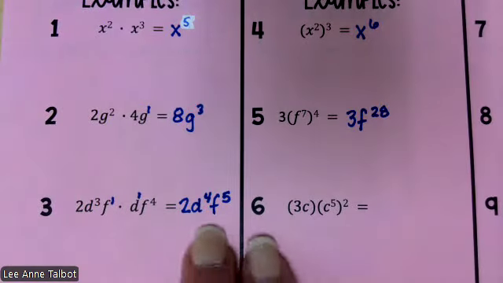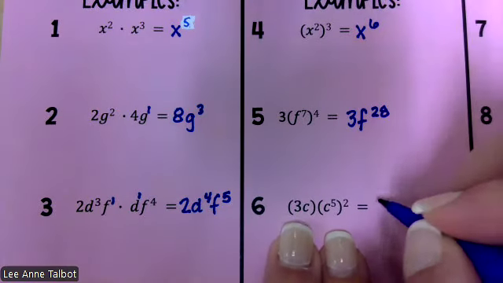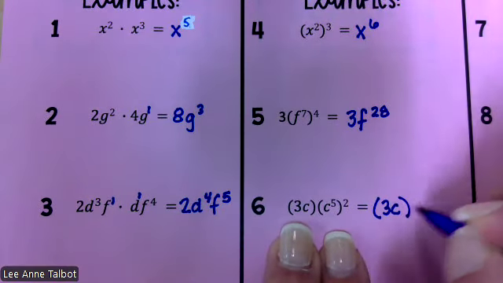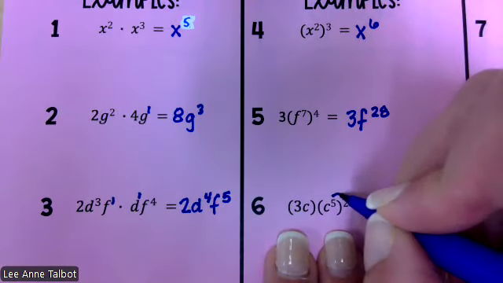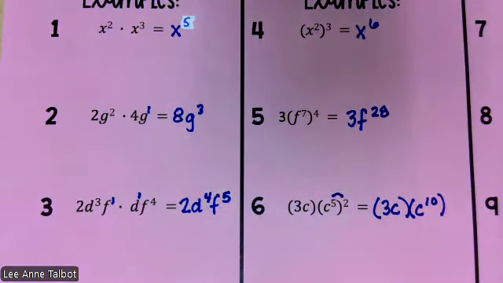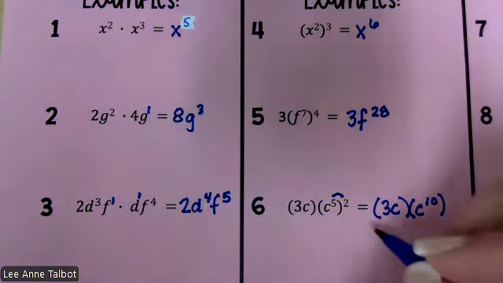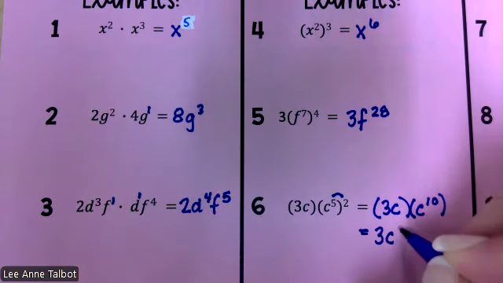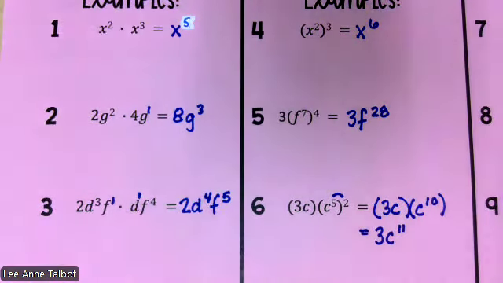Okay, now this one I'm going to do in 2 steps. I'm going to say 3c, and then I'm going to multiply those and get c to the 10. Final answer, 3c to the 11. Do you all see where the 11 came from?